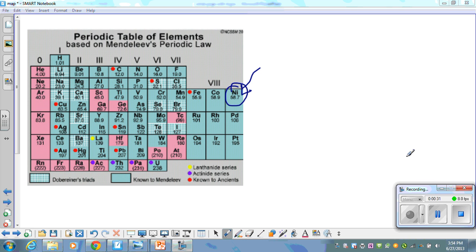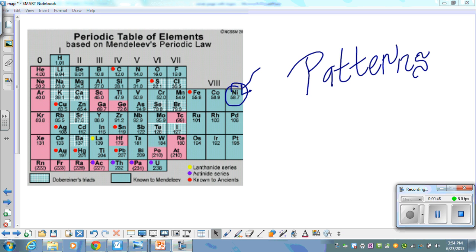Although there were only about 40 elements known to man in the late 1800s, Dmitri Mendeleev realized that he needed to leave space for elements that would surely be discovered in the near future. How did he know this? One word: patterns.